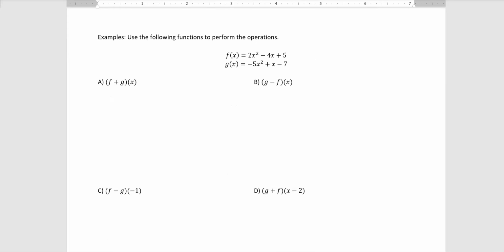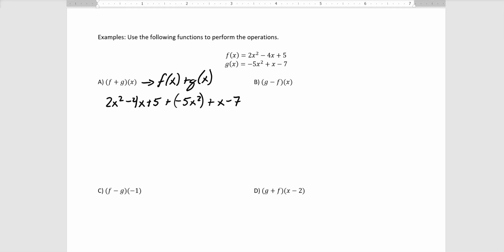So if I'm looking at letter A, f plus g of x, this is the same as f of x plus g of x. So all I need to do is substitute in f of x, which equals 2x squared minus 4x plus 5, and g of x, negative 5x squared plus x minus 7. So I will have 2x squared minus 4x plus 5 plus negative 5x squared, so we can throw that in parentheses to show that it's that negative, plus x minus 7. And I'm just going to combine like terms.